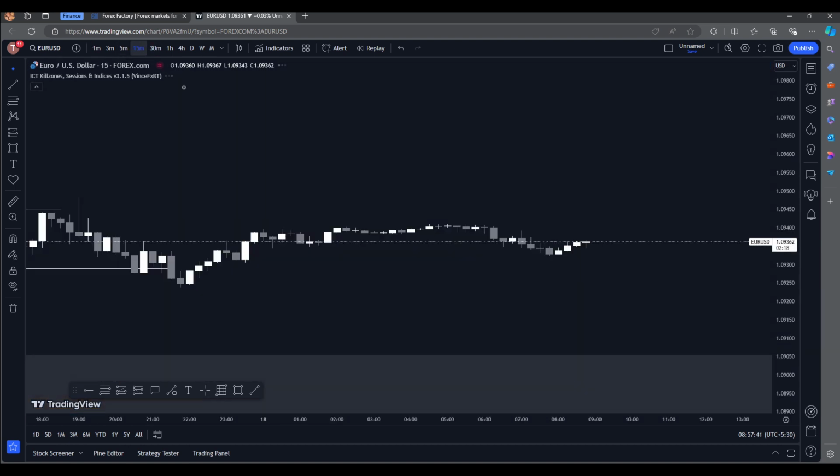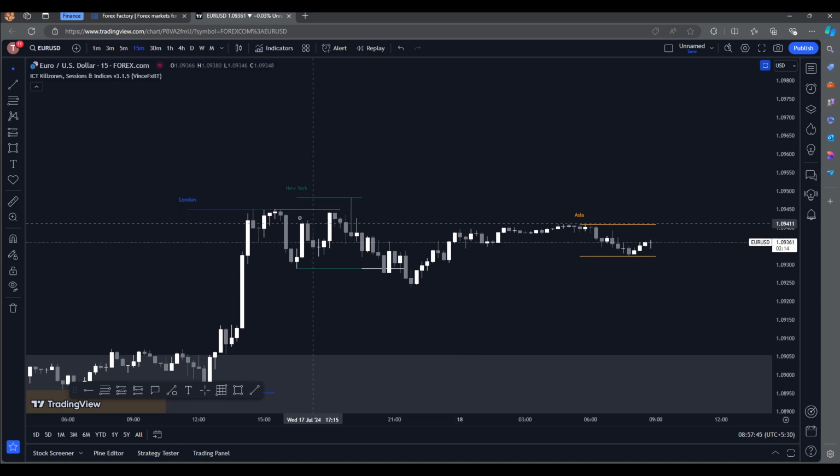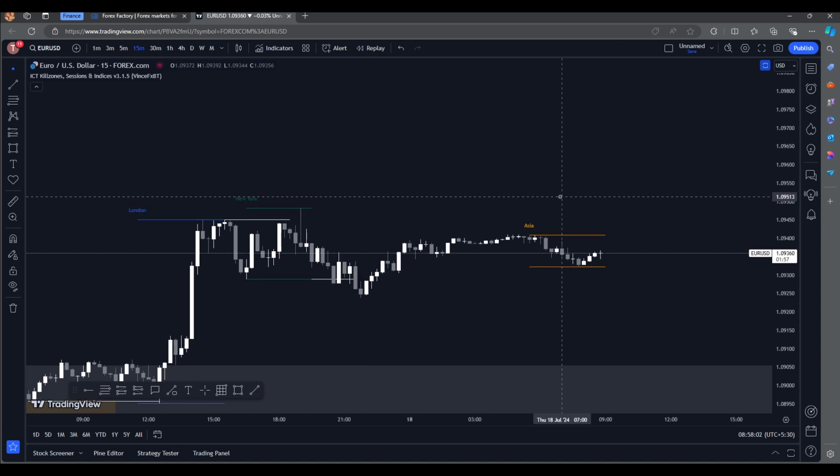So we took the liquidity of the London session and then moved into the downward direction, closed below this structure, which is possibly a strong low for me, and then the price is reacting over this zone. So if we are going to take the Asia high and then show a reaction into the bearish phase, most likely we are going to go into the bearish direction.